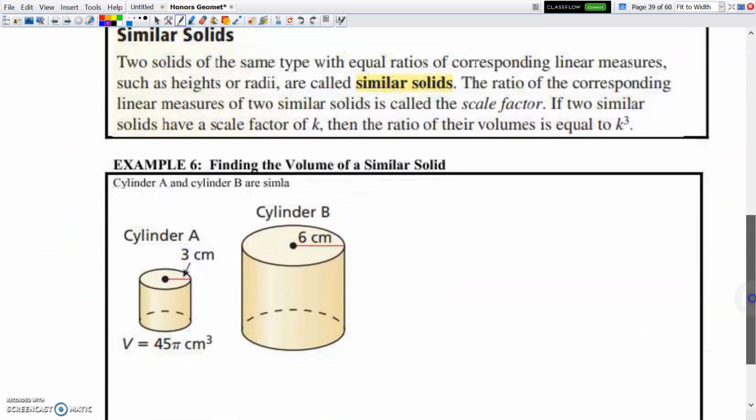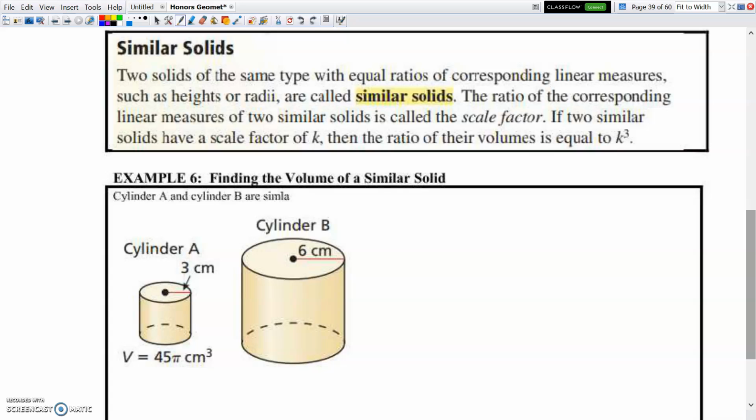Now we have one new concept left that pulls on some familiar things, and this is similar solids. Two solids of the same type, meaning they're both cylinders in this example, with equal ratios of corresponding linear measures, such as heights or radii, are called similar solids. The ratio of the corresponding linear measures of two similar solids is called a scale factor. We've actually talked about this. If two similar solids have a scale factor of k, the ratio of their volumes is k cubed. We actually did this before, but not with volumes, obviously.